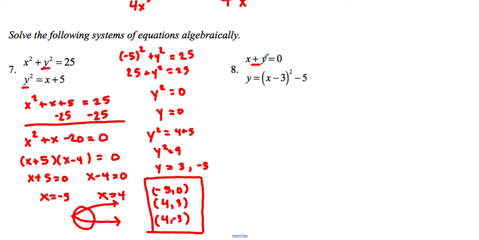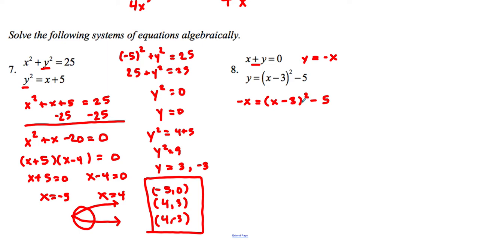So I'm going to take this and I'm going to say here that y is going to equal -x, because if I subtract x from each side, I have a y right here and a -x on the other side. I'm going to plug that -x in for y. I've got -x equals the quantity of x minus 3 squared minus 5.